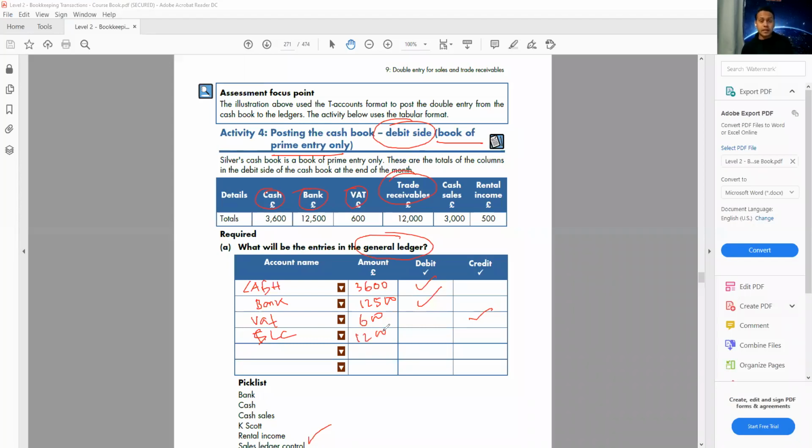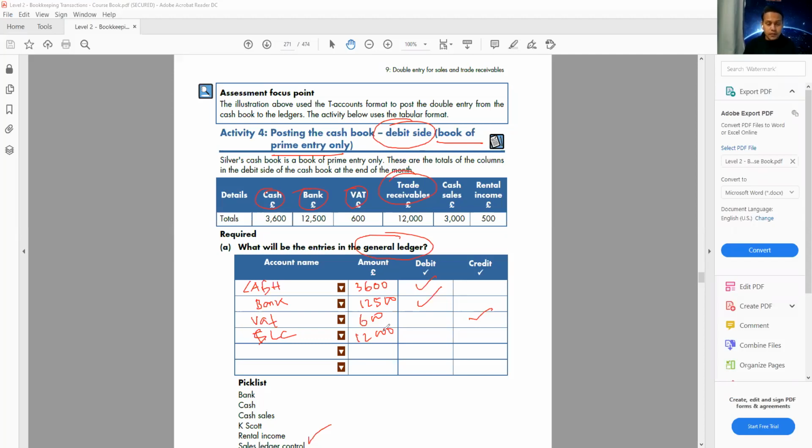It will be debit or credit? Sales ledger control, posting from the cash book. Now, if you said debit or credit, I really don't mind, because I know you have never done this one before. Some of you said debit, some of you said credit. This is not a mistake, because we have never done it before.